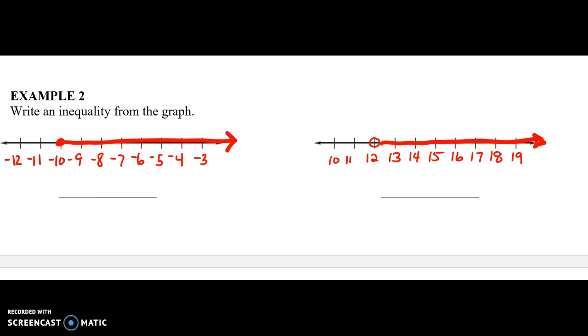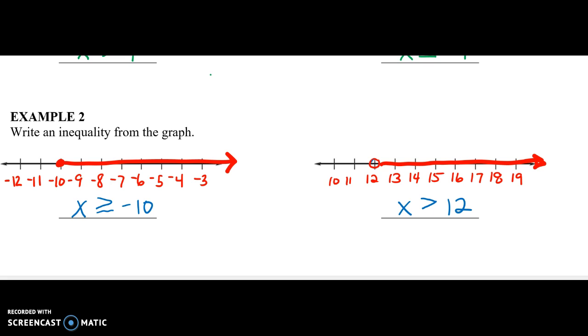Okay, so for the first example, I drew my x and -10. It is going to the right. That means x is greater than. And then because it's a filled in circle, we draw an equal bar. So x is greater than or equal to negative 10. The next one, we draw our x and our 12. It's an open circle, so that means it doesn't exist at 12, so that means it's just greater than 12. If you want, you can play back this part of the lesson.